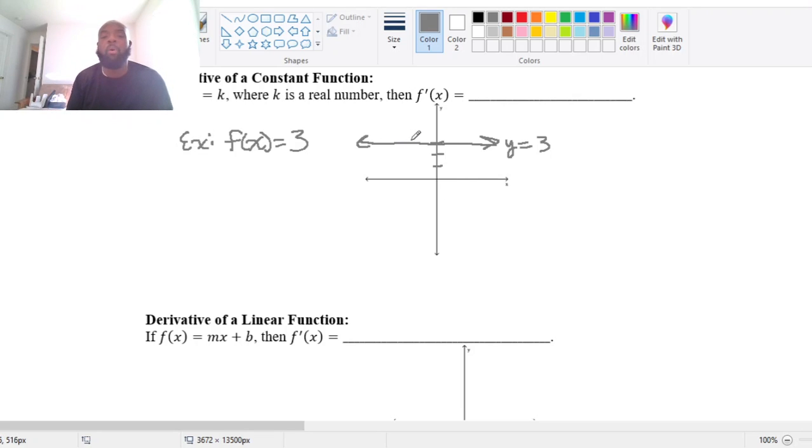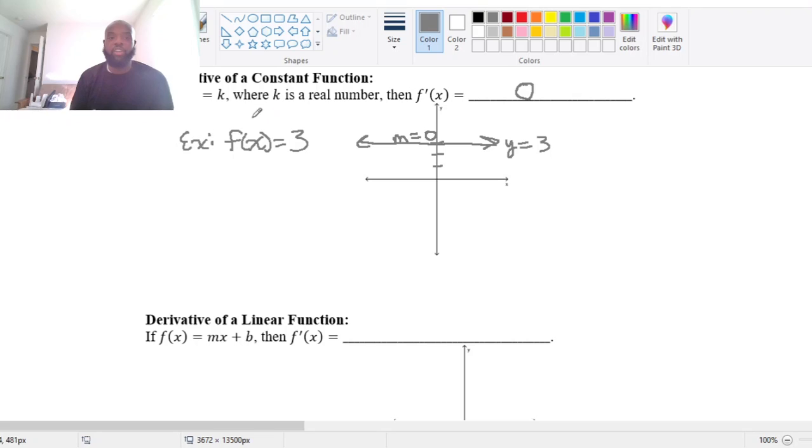Well, if I pick any point on this line here, because it is a line, the slope is always going to be the same. And since it's a horizontal line, we know that the slope of horizontal lines is 0. So the derivative of a constant function is always 0.